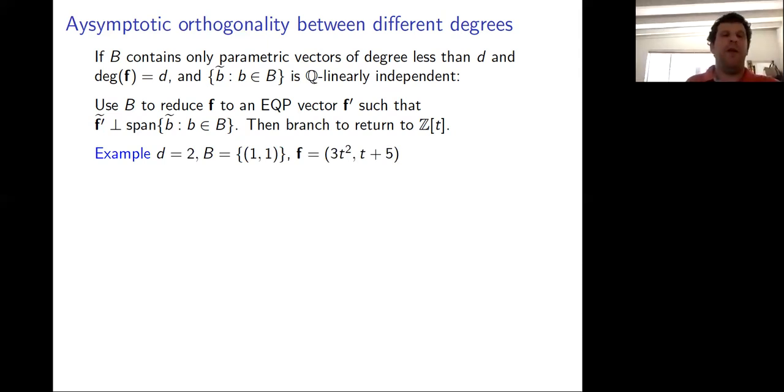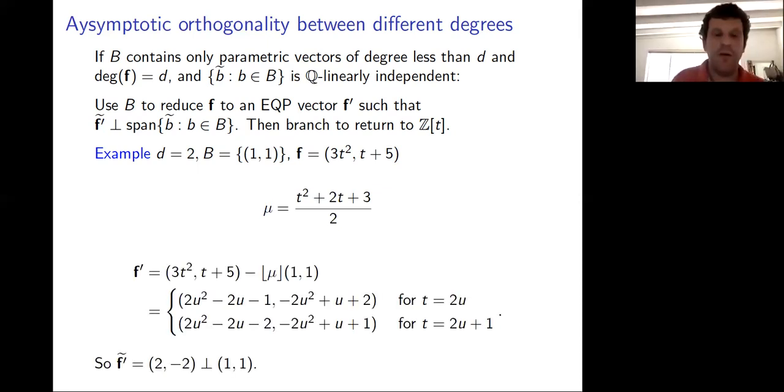For an example, let's say there's just one lower degree vector, in fact a constant vector, (1, 1), and the higher degree is this vector (3t² , t + 5). So it turns out that the mu, the Gram-Schmidt coefficient I'd want to use, would be (t² + 2t + 3)/2. But that's not always an integer. So f' is f minus the rounded-off mu times (1, 1).